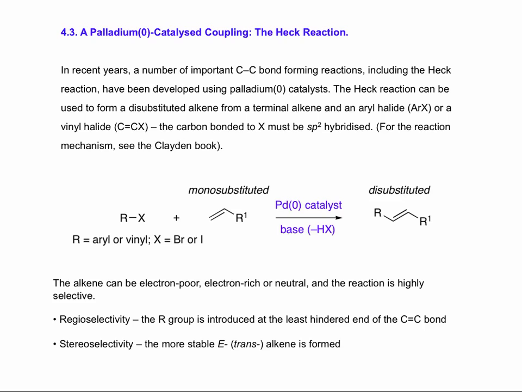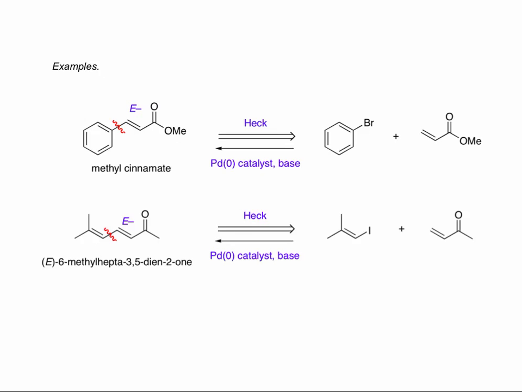The nice thing about this reaction is the alkene can be electron poor, electron rich, it can be neutral, and the reaction is highly selective. The regioselectivity is explained by the R group being introduced at the least hindered end of the carbon-carbon double bond, and the stereoselectivity is explained by the formation of the more stable E alkene, with the R groups here and here on the opposite side of the CC double bond. So let's now look at a couple of examples of this.